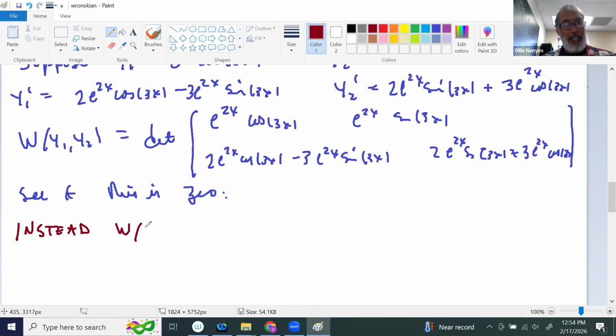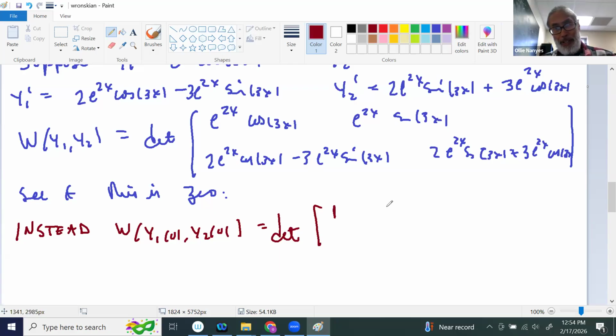why not do the Wronskian at a convenient point? I want to choose 0 and check that out. So if I do that, that's the determinant. Now remember, e to the 0 is 1. Cosine of 0 is 1. Sine of 0 is 0, so that's a big fat 0. This is a cosine here, so this is going to be 2 plus 3 times 0. This is 2 times 1 times 0 plus 3 times 1 times 1.